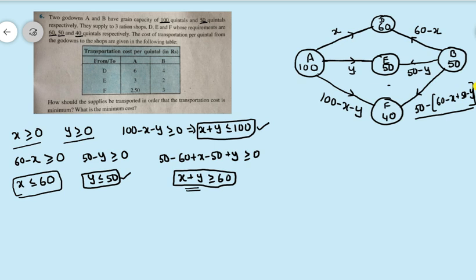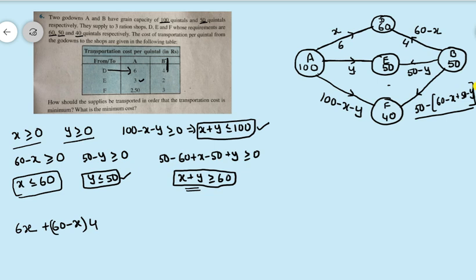Now observe here from A to D, what is the transport cost? For 1 unit 6 rupees. We are transporting x units, that's why 6x. From B to D the transport cost is 4 rupees for 1 unit, but we are transporting 60 minus x units, that's why (60 minus x) into 4.